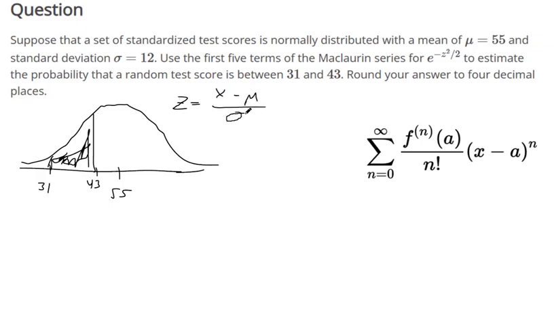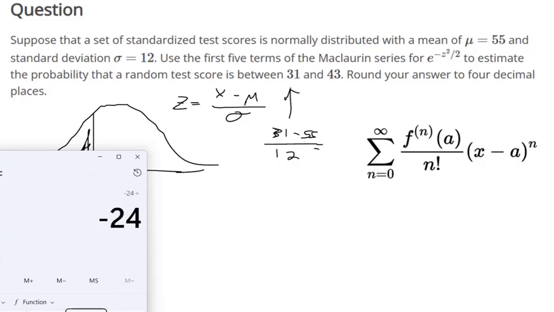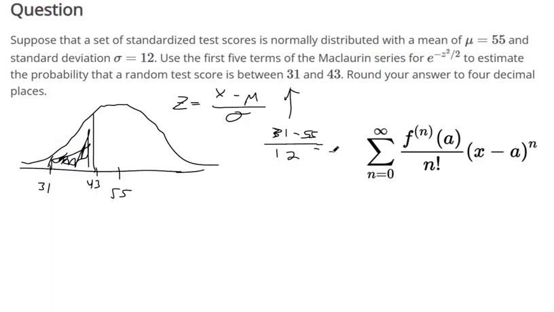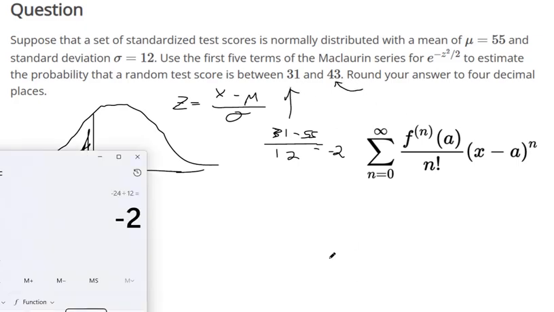A z-score, if you haven't seen it before, is just this formula right here. So to convert 31, for example, to a z-score, I'm going to take 31, put that in for x into the conversion function, subtracted by mu, which is 55, and divide by the standard deviation, which is 12. 31 minus 55 divided by 12, so that's negative 2. 31 is negative 2 when we've standardized it, when we change it to a z-score value. Do the same thing for 43. Do 43 minus 55, divide that by 12, so that's negative 1.